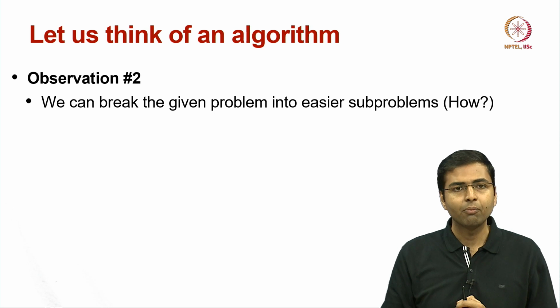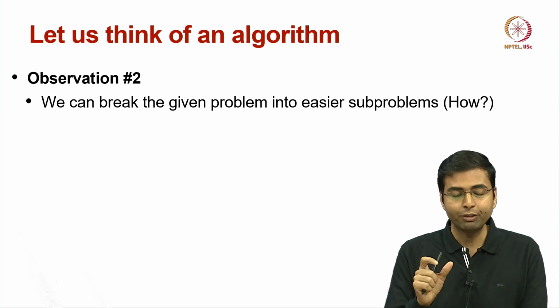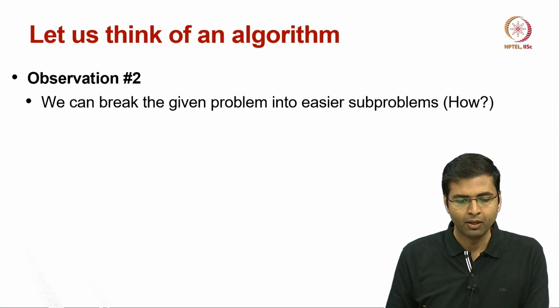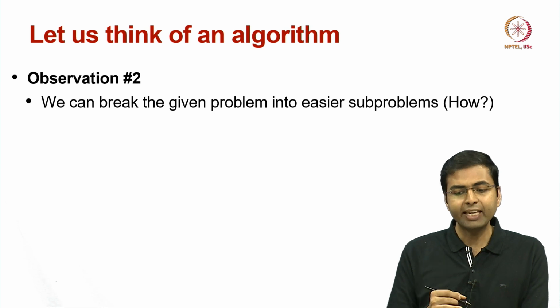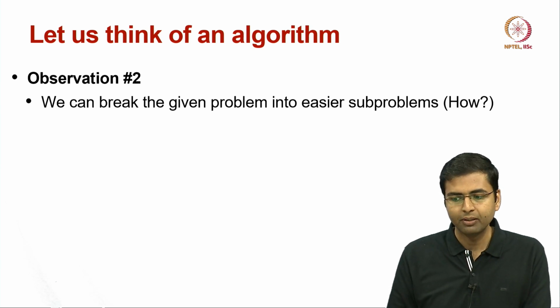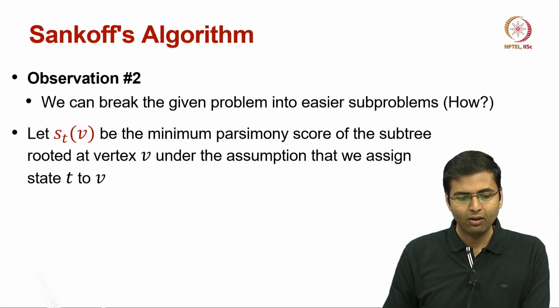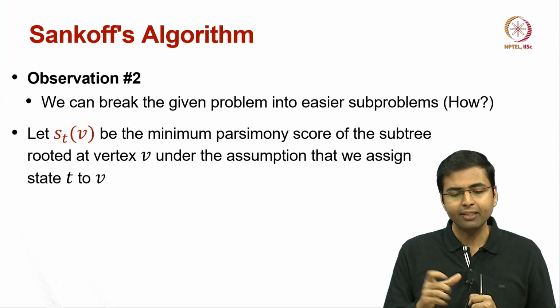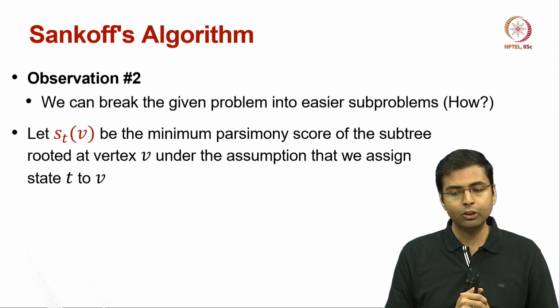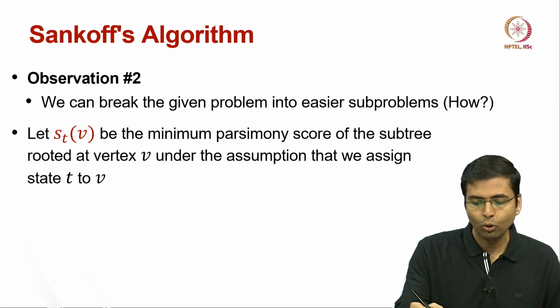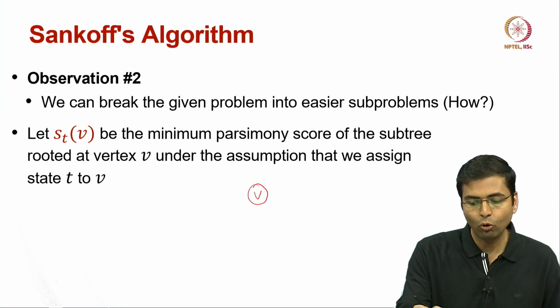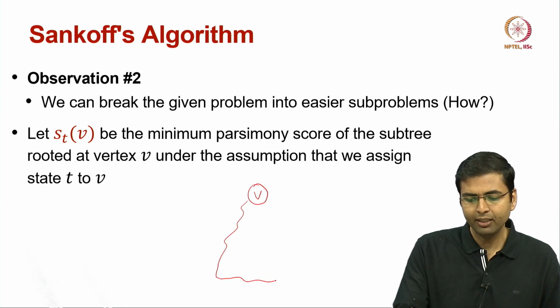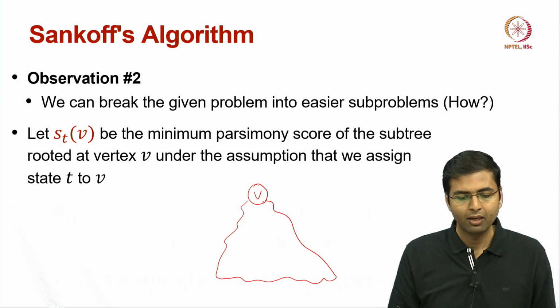To solve the problem, we have to look for another observation here. Observe that we can break the given problem into easier sub problems. How? Well, there is a substructure. Let S_T(V) denote the minimum parsimony score of the subtree rooted at V. So, if there is a node V, consider the subtree rooted at V.